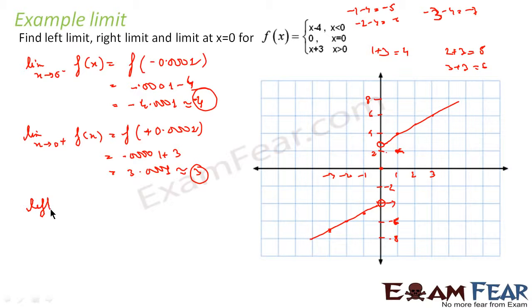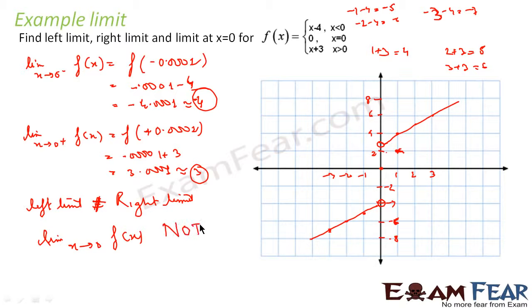So here we can say that left limit is not equal to right limit. Correct? Since left limit is not equal to right limit, I can say that limit of x tends to 0 for f(x) does not exist. Here it is not exist or not defined. Correct? What we have done, we have just plotted the graph, we have found left limit and right limit, and we found that left limit and right limit are not equal, so we can say that for this function at x equal to 0, the limit doesn't exist.